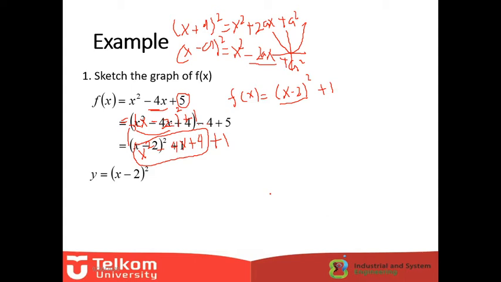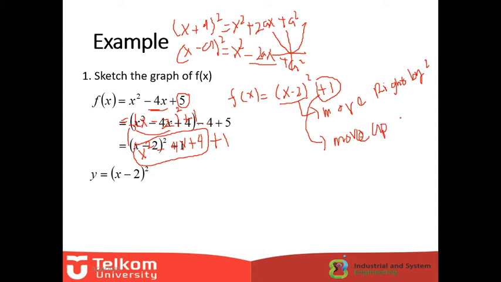So we have to move to the right, by 2. And what is the meaning here? Since we add this one to f(x), it means move up by 1.